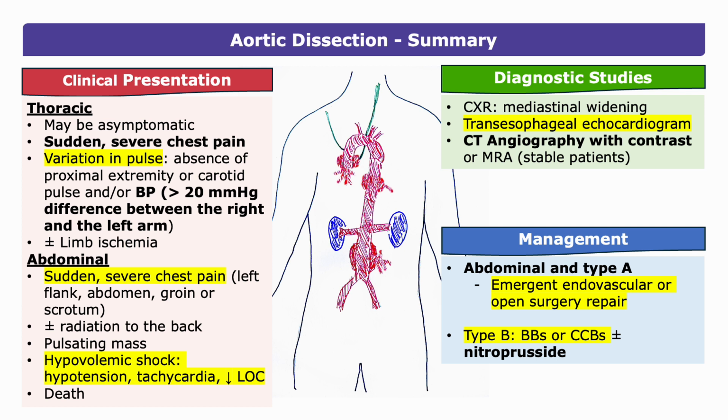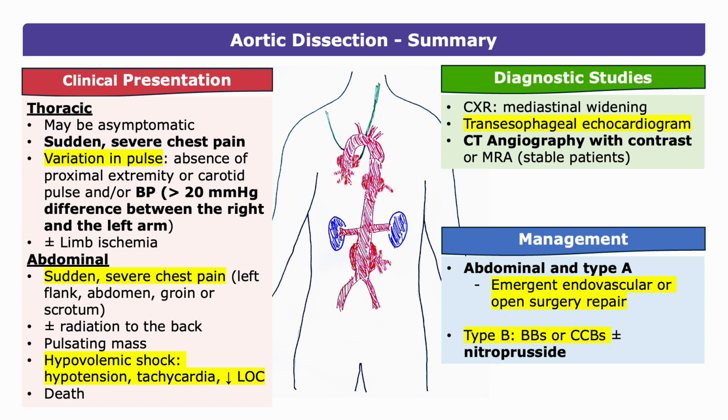For thoracic dissections, remember that a variation in pulse might be present depending on the location of the dissection, whether it is ascending or descending. Pay attention to signs of hypovolemic shock, such as hypotension, tachycardia, decreased level of consciousness. For imaging, remember that a transesophageal echocardiogram or a TEE is going to be the best diagnostic tool, because we can also use it in those who are unstable.